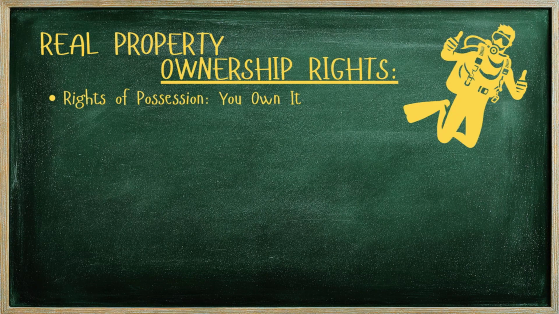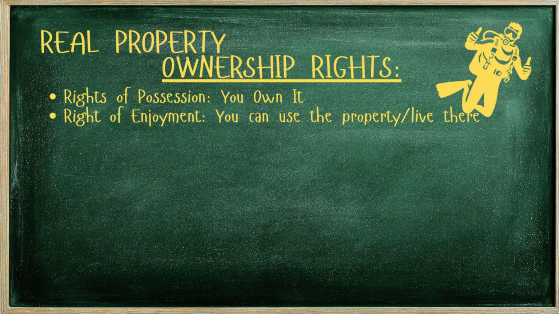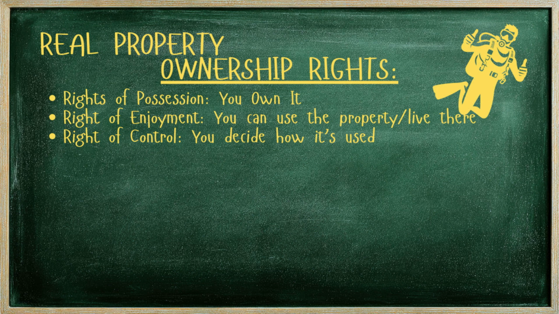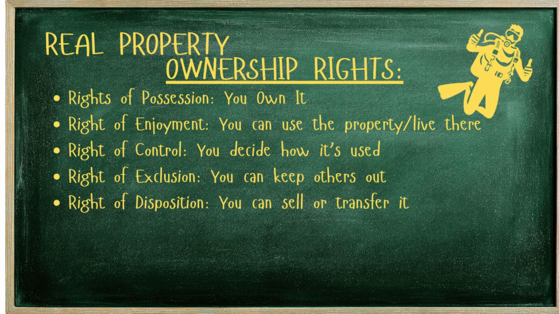Let's dive even deeper to clear up ownership rights. There's right of possession, meaning you own it. Right of enjoyment. You can live there or use it. Right of control. You decide how it's used. Right of exclusion. You can keep others out. Right of disposition. You can sell or transfer it.